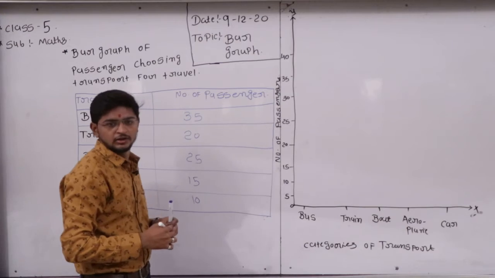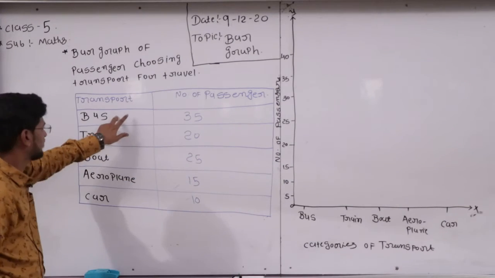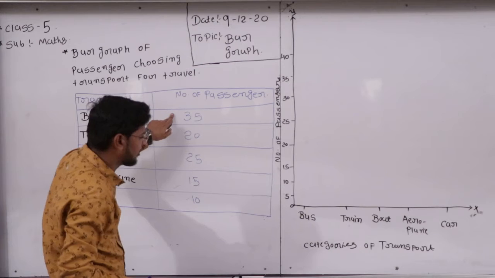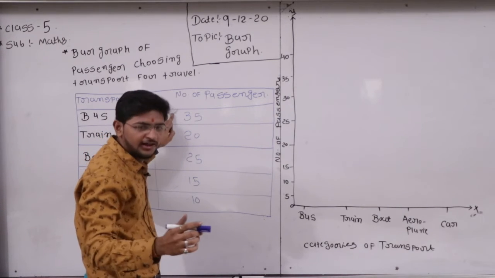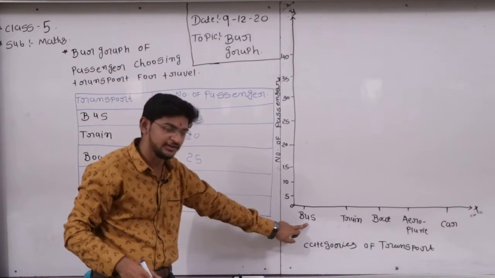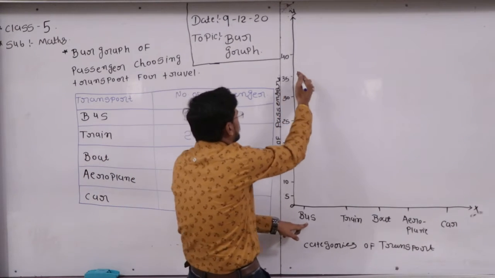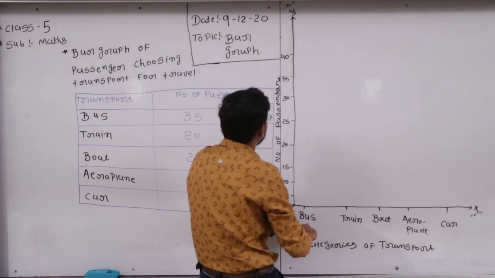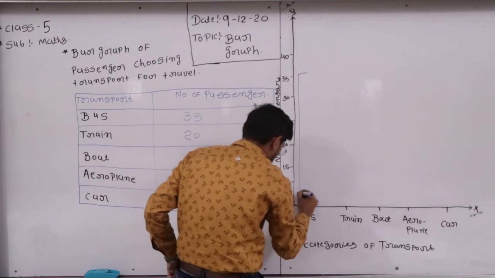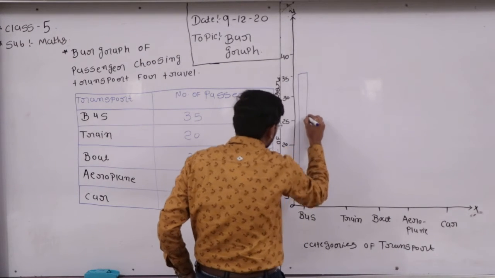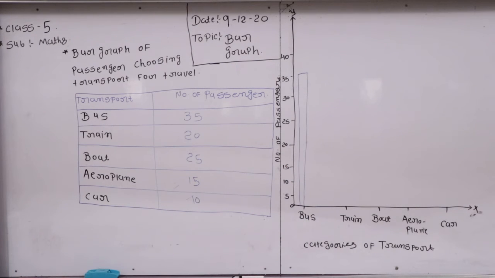Right? We take the numbers on the y-axis. Now bus, number of passengers 35. So first we find the bus on the x-axis. Here it is, and 35 on the y-axis. It is here. So we draw our bar graph here. It is our bar graph for a bus, right?